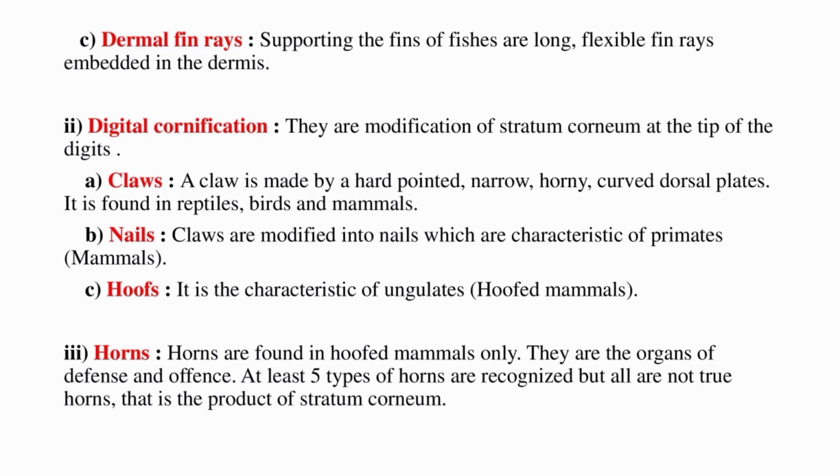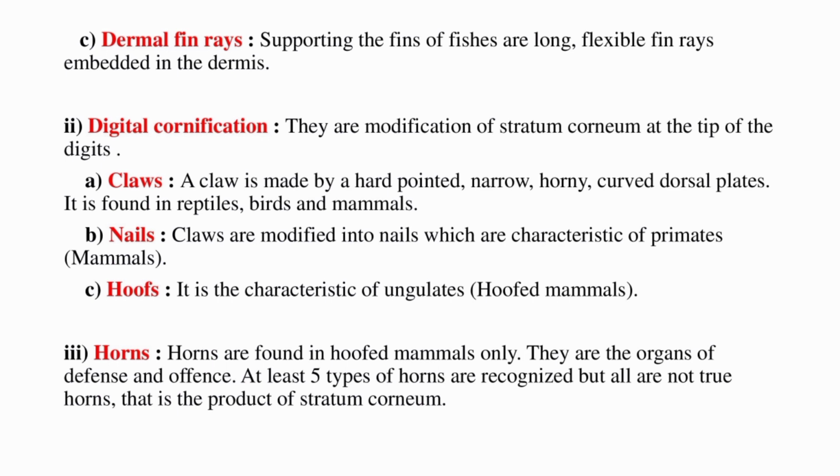Claws. A claw is made by hard, pointed, narrow, horny, curved dorsal plates. It is found in reptiles, birds, and mammals. Nails. Claws are modified into nails, which are characteristic of primates. Hooves, it is the characteristic of ungulates.